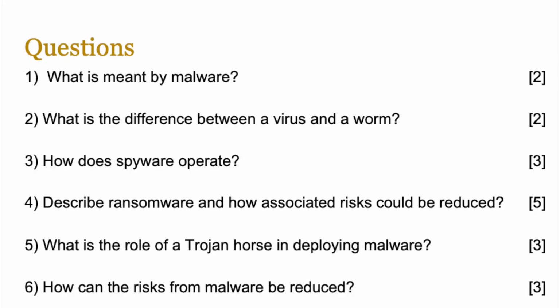Now, hopefully this gives you a summary of the different types of malware, and you should be able to answer the following questions. What is meant by malware? What is the difference between a virus and a worm? How does spyware operate? You should be able to describe ransomware and how associated risks could be reduced. You should be able to define the role of a Trojan horse in deploying malware. You should be able to describe how risks from malware can be reduced.